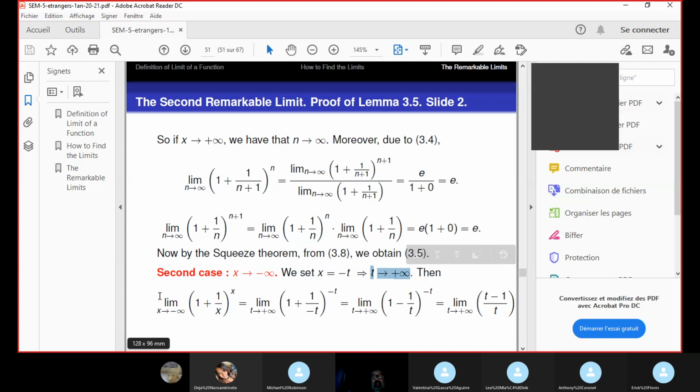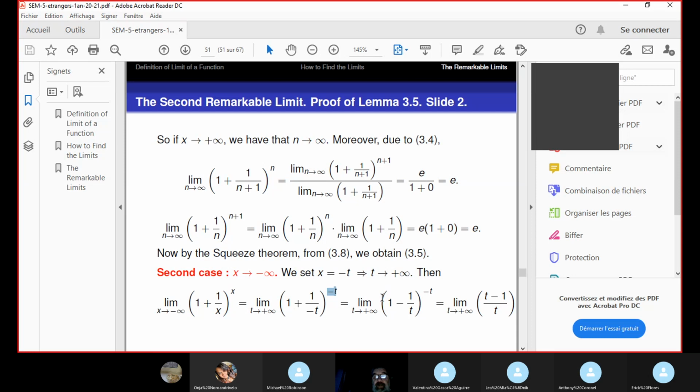Good. So I write the limit as x goes to minus infinity of this guy, 1 plus 1 over x to the power x. But x, in contrast to the previous case, goes to minus infinity. So using my new variable t, I can write that it will be t goes to plus infinity, but of what? Of 1 plus 1 over minus t, it was x, to the power minus t.